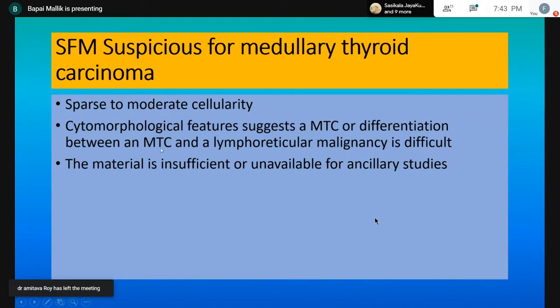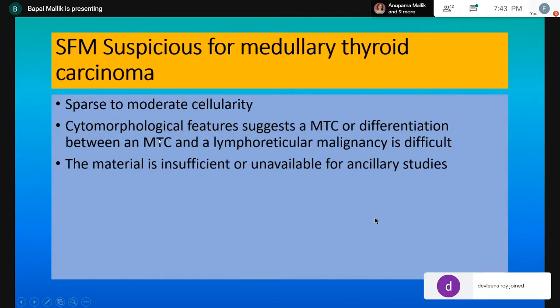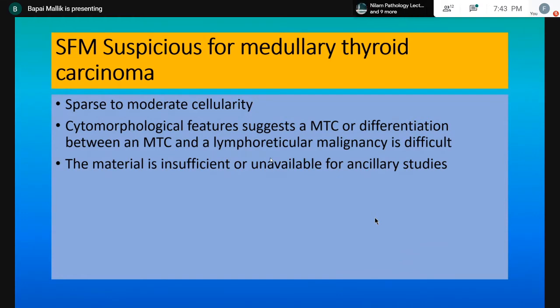So in this particular group, the cellularity is sparse to moderate. The cytomorphological features suggest a medullary thyroid carcinoma, or a situation where differentiation between a medullary thyroid carcinoma and a lymphoreticular malignancy is difficult. And also in situations where you have some material, but we are not absolutely confident about the cytomorphological features. You would love to do some immunocytochemistry, but you do not have enough material, or maybe your cell block suddenly didn't work that day and you can't call the patient back for a repeat FNAC. So under these circumstances, you can use this phrase, suspicious for medullary thyroid carcinoma, and let them take it up from there.